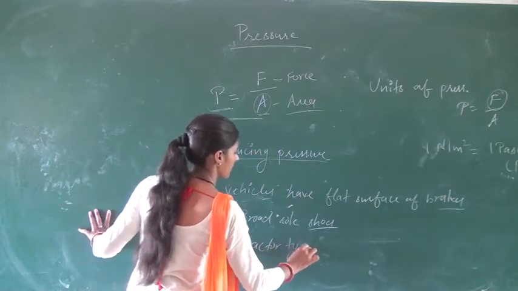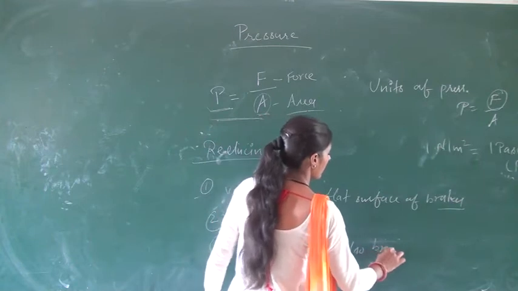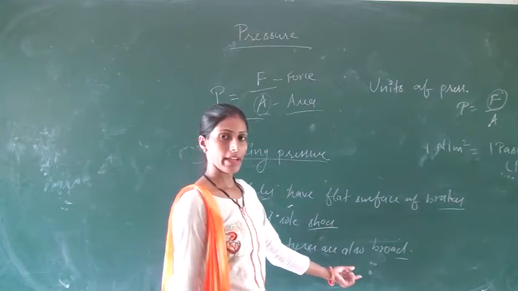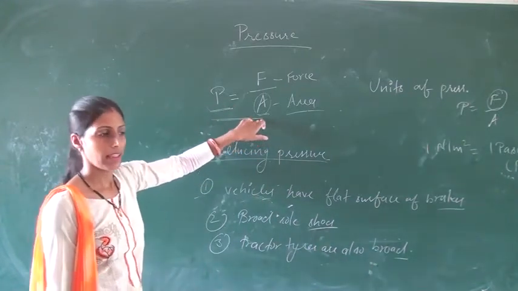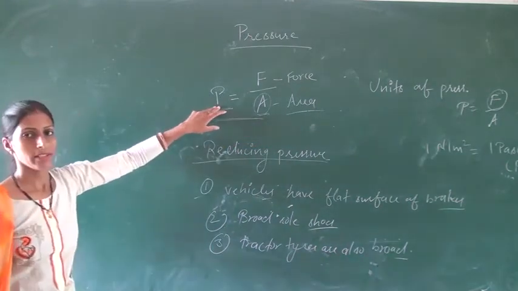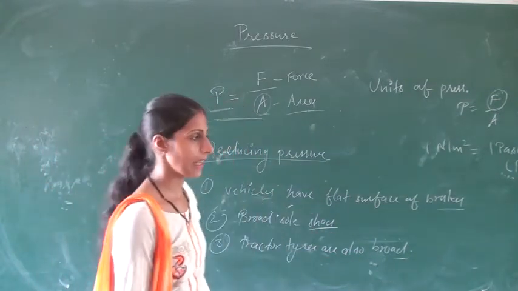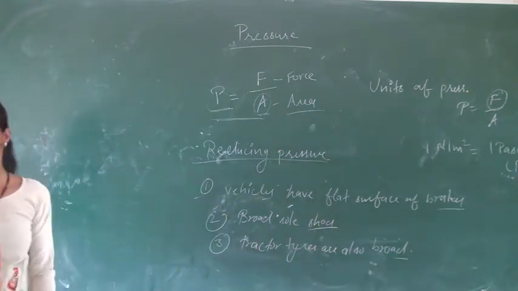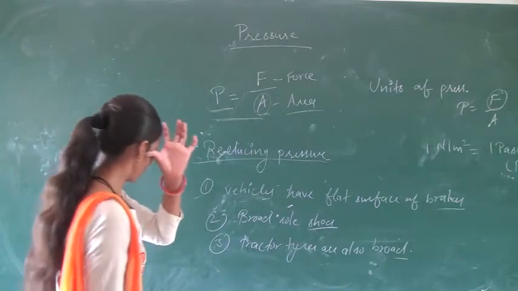Tractor tires are also broad. Due to the broadness of the tractor tires, the area covered by the tires on the sand or land is large, and the pressure becomes small. They can easily move on the land, not slip or sink into the ground. Okay.